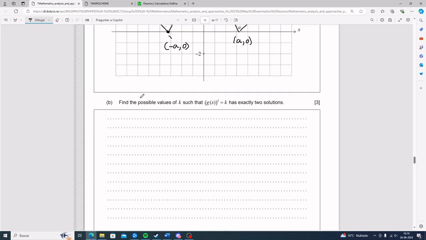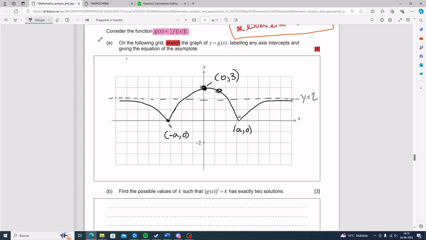See? Part B gets a little bit more exciting. And so part B, what they ask you to do is to find the possible values of k such that g of x squared equals k has exactly two solutions. So notice, it's not at least two solutions, it's exactly two solutions. So, what the heck does this mean?